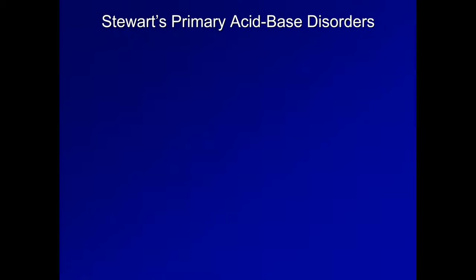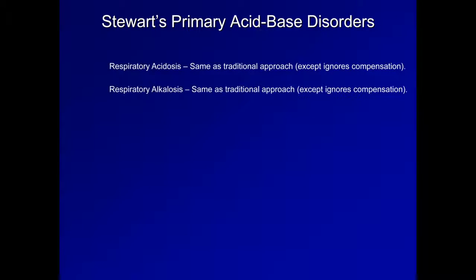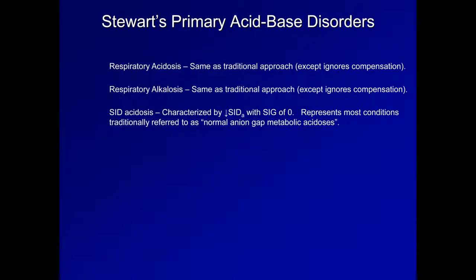Stewart's approach creates 6 primary acid-base disorders. First are respiratory acidosis and alkalosis, which are the same as in the traditional approach, with the exception that it ignores compensation and thus does not subdivide them into acute and chronic processes. Next is a SID acidosis, which is characterized by a low SID-A with a SIG of 0. This represents most conditions traditionally referred to as normal anion gap metabolic acidoses.